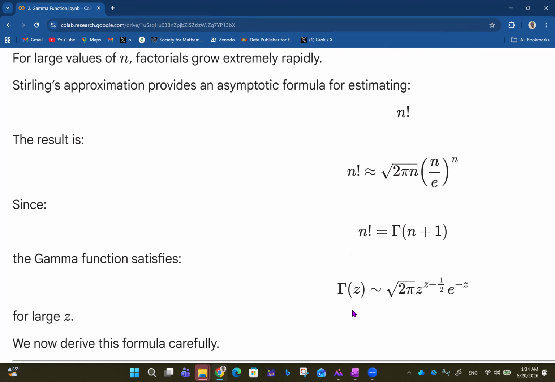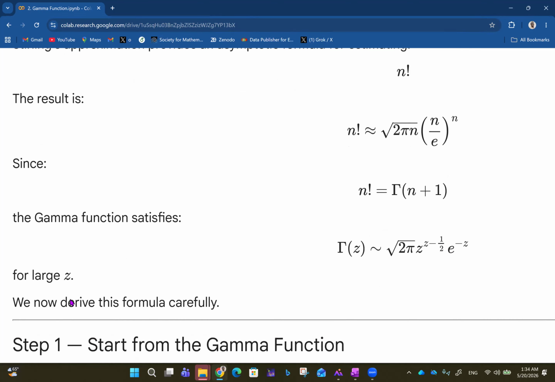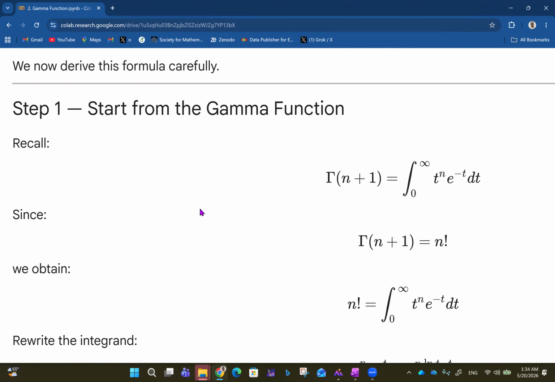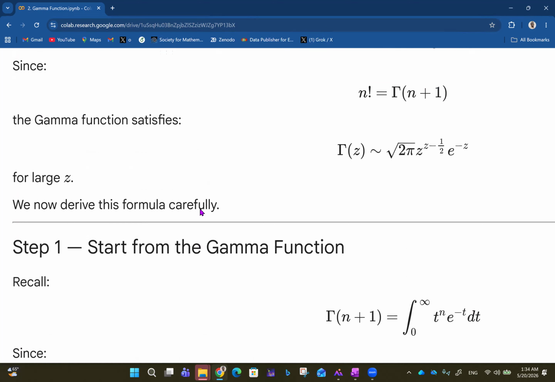So the gamma function satisfies that gamma z is roughly square root of 2 pi, z raised to the power z minus 1 over 2, e raised to the power minus z, for large z. So we now derive this formula carefully. Let's try to derive this formula we have here for gamma z.